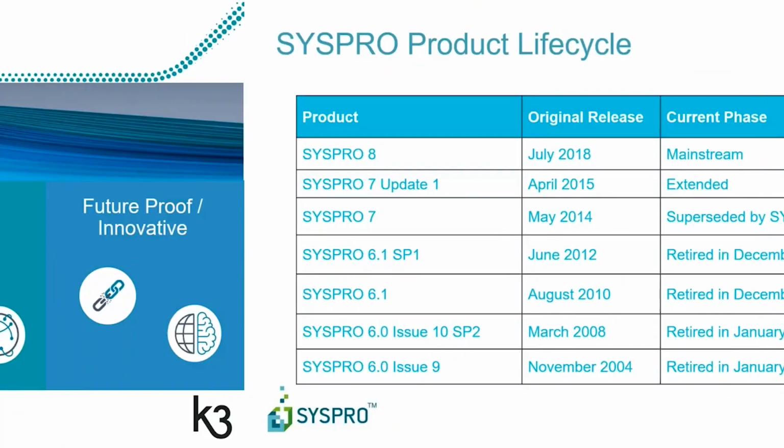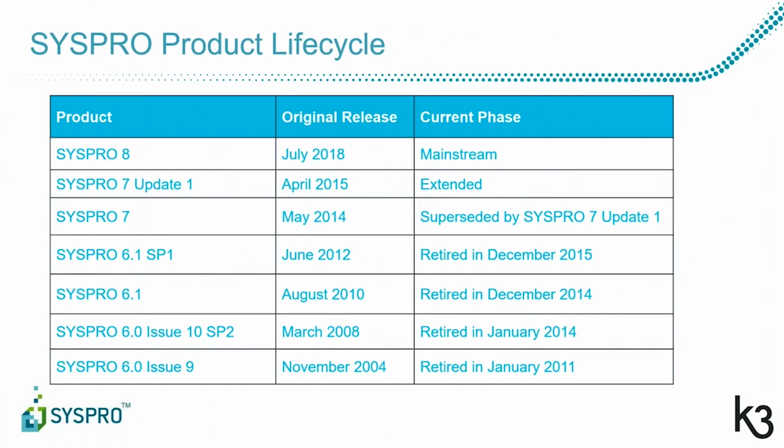So let's take a look at where we're currently sitting. SYSPRO 8 actually was released back in July of 2018. It is well over a year old currently, and that is our current version. We of course have customers that are on multiple older versions as well, all the way from 7 Update 1, that's currently 5 years old, which is when it was originally released, all the way down to SYSPRO 6 Issue 9 that was retired in 2011. So well over 9 years before it was retired, and much, much older than that.